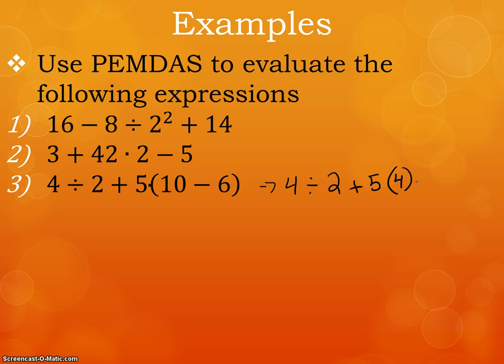Again, there are no exponents, so we now move to multiplication and division. I do them as they appear, left to right. 4 divided by 2 is 2. And then 5 times 4 is 20. And then finally, 2 plus 20 is 22.